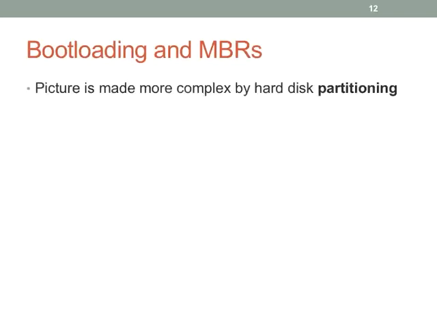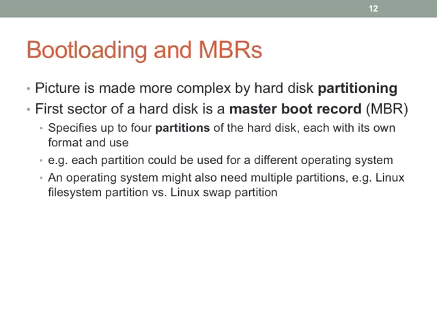You have disk partitioning, which was a mechanism that allows you to store multiple logical drives or partitions on a single physical device. So that first sector doubles as a master boot record. Okay, so it has a bootloader in it, but it also specifies details about those disk partitions. And so like I say here, it's up to 4 partitions, each with its own format and use.